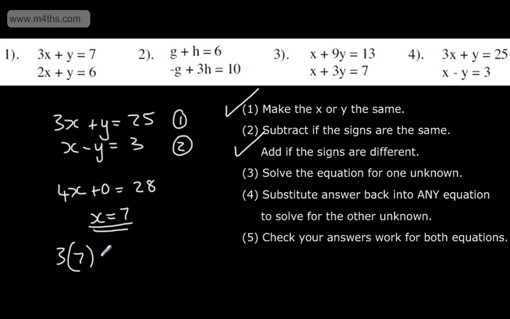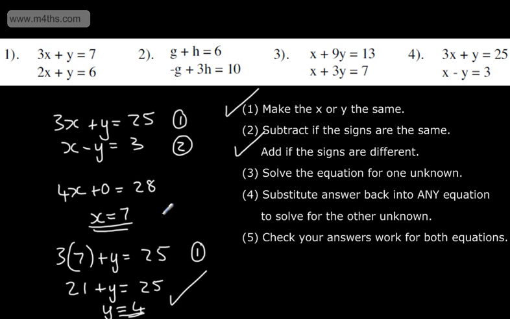So we'll have 3 lots of 7 plus y is equal to 25. That's equation 1. So 21 plus y is equal to 25. Subtracting 21 from both sides, y is equal to 4. So does that work for this one? Well, x is equal to 7. 7 minus 4 gives us 3, so these work. We substituted back in and we have solved. So there we go, nice and straightforward. These now are linear simultaneous equations and we're using the method of elimination.